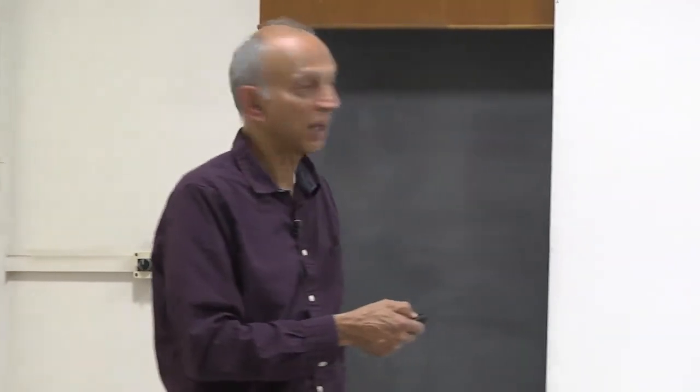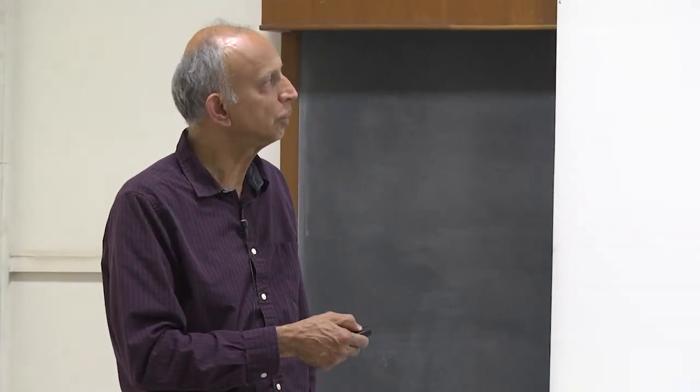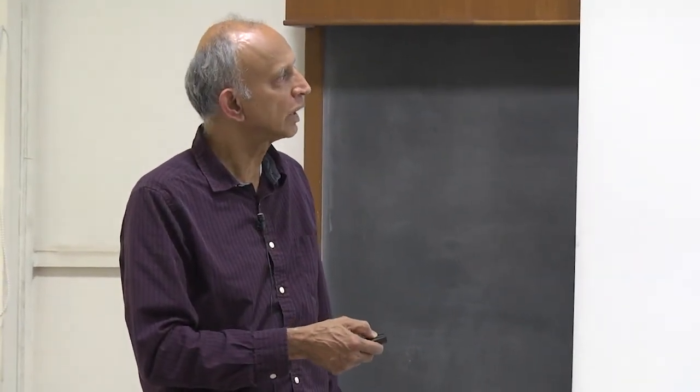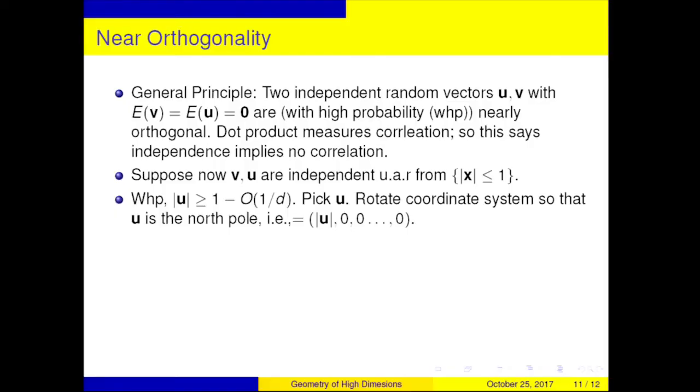Volume near the surface implies that. So yeah, that implies that. So first we pick u, and then I'm going to rotate the coordinate system so that u is the north pole. I'm allowed to do that. I can choose any north pole. So then u becomes this vector with only the first component, zeros in the other components.